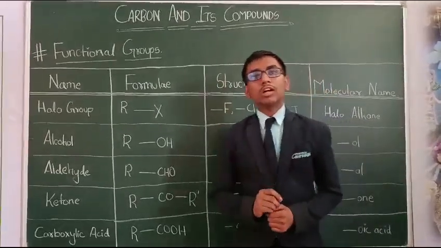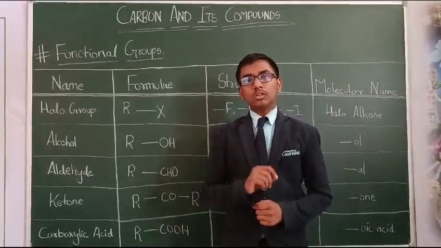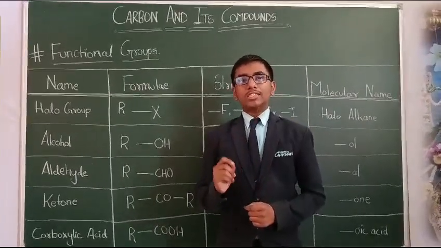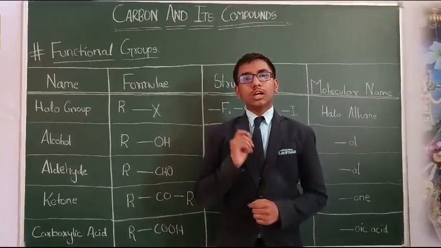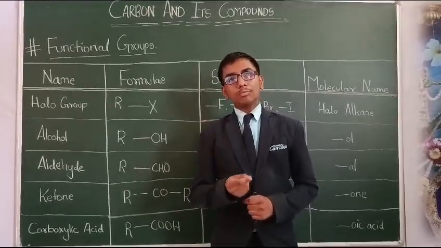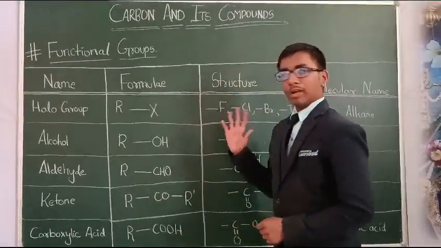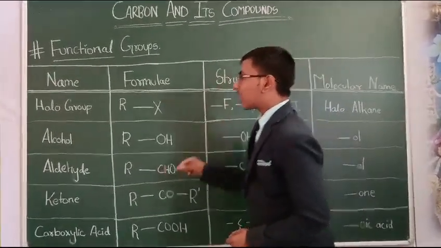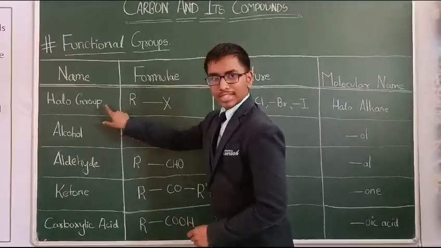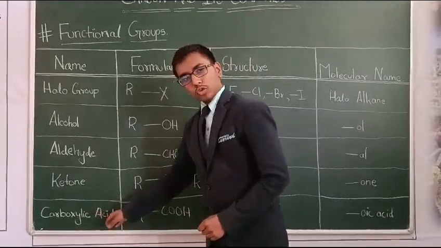First of all, a question will arise in your mind: what is meant by functional groups? Functional groups can be easily defined as a group of atoms which are attached to the alkyl groups and change the chemical and physical properties of the alkyl groups. Today we are going to learn about 5 types of functional groups, which are the halogen group, also known as the halo group, alcohol, aldehyde, ketone and carboxylic acids.